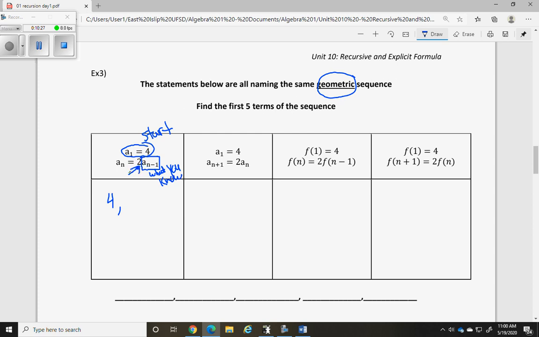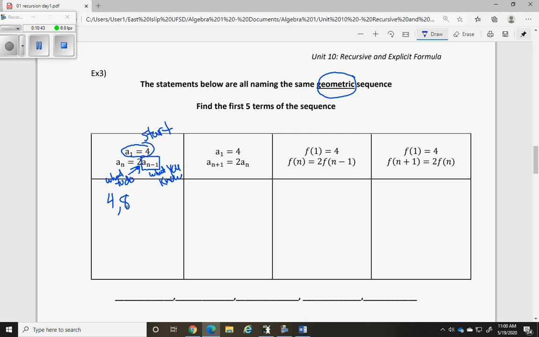This tells me what to do. Since the 2 is right next to it, remember it's assumed multiplication. So it's telling me to multiply each time. Multiply by 2. I know a 4.